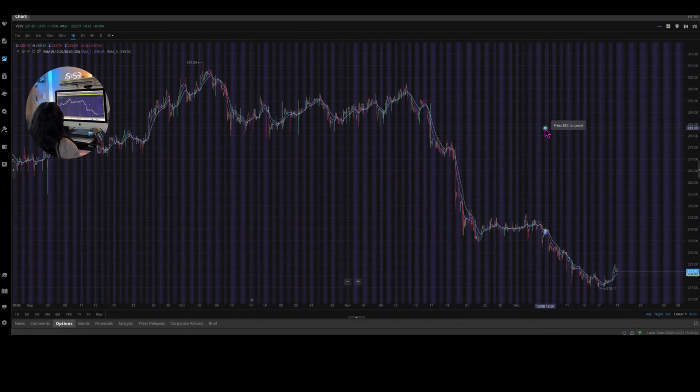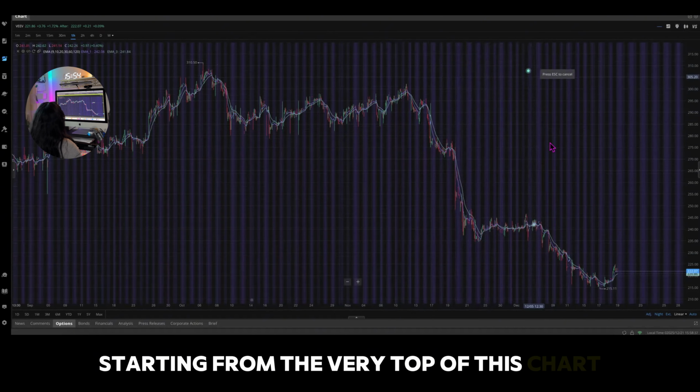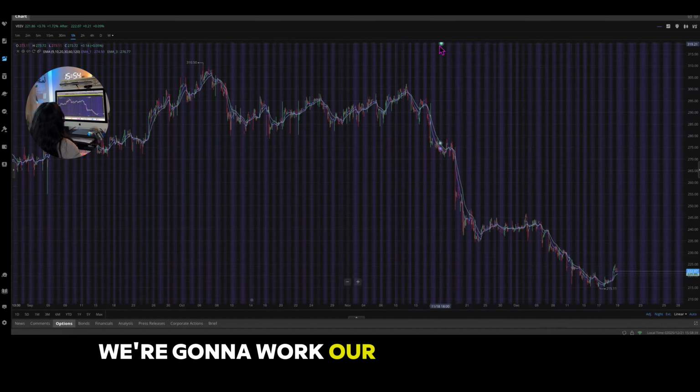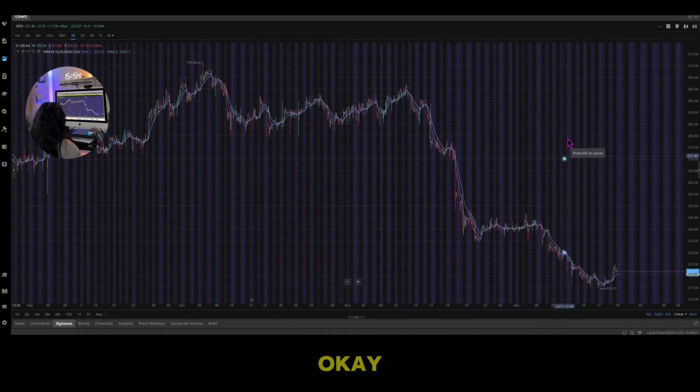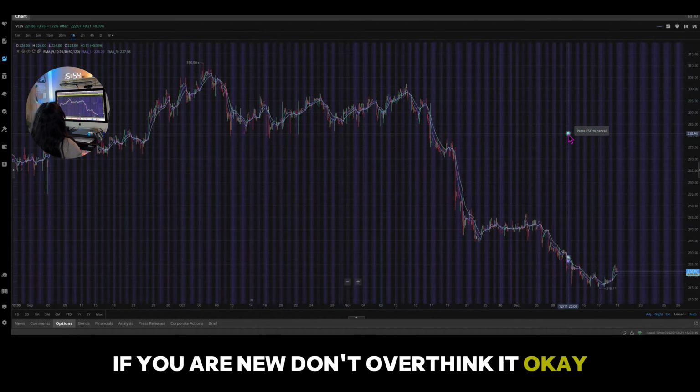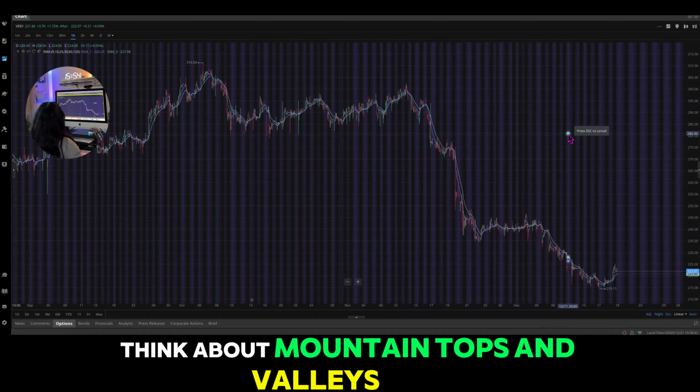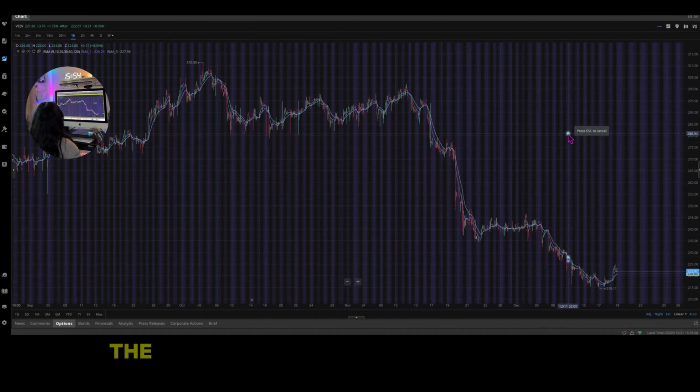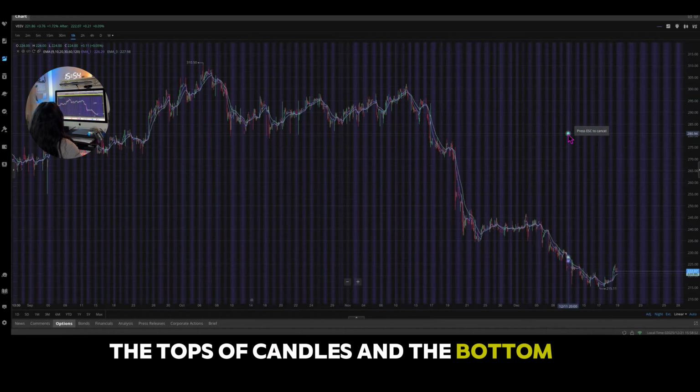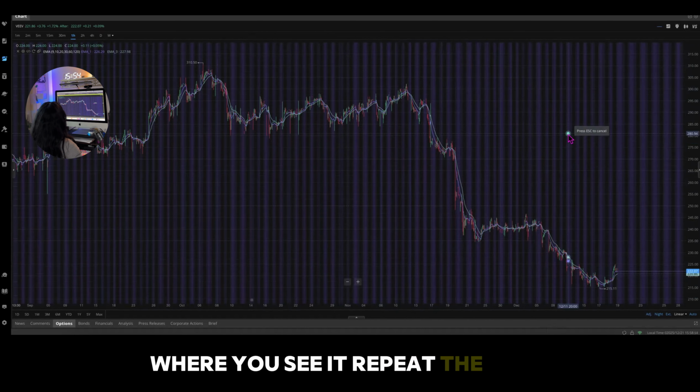We're just going to go ahead and jump right in and draw on some key levels, starting from the very top of this chart to the very bottom. We're going to work our way from the top to the bottom. Okay. If you are new, don't overthink it, okay? Think about mountaintops and valleys, okay? Mountaintops and valleys. The tops of candles and the bottom of candles, where you see it repeat the most, okay?